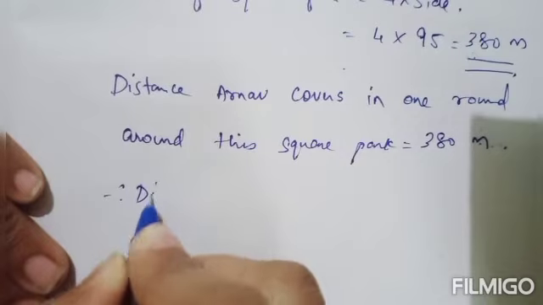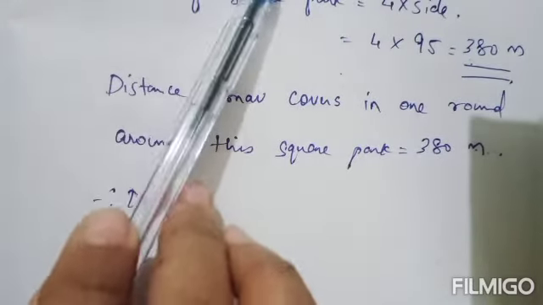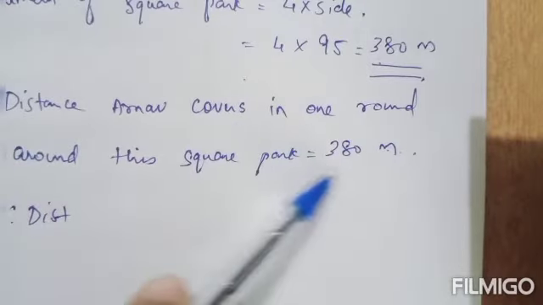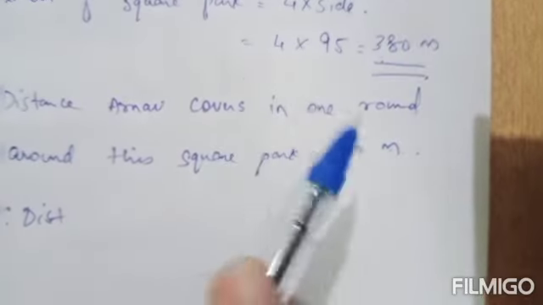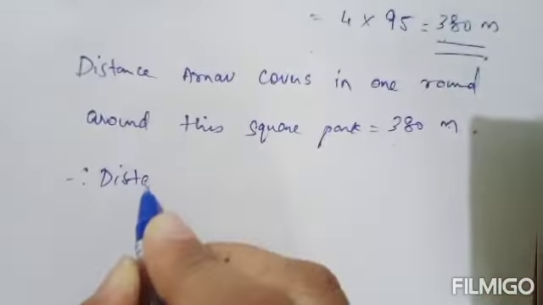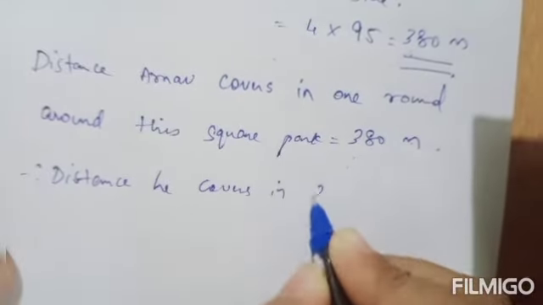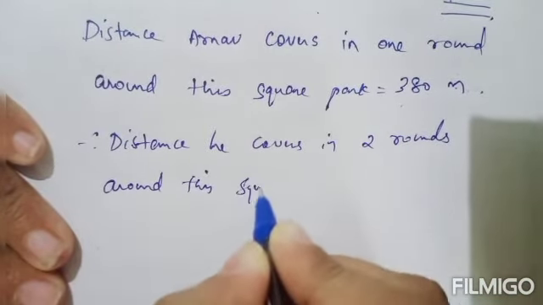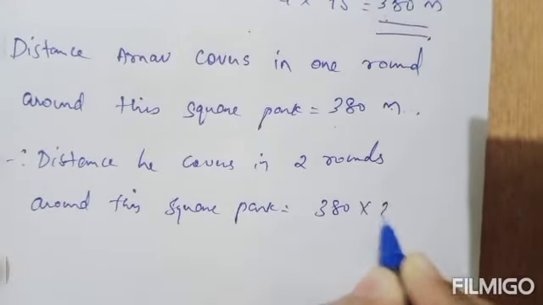Therefore, the distance he covers, he jogs around the square park 2 times. How can you find? In 1 round he will cover 380 meter. So in 2 rounds he will cover 380 into 2. So the distance he covers in 2 rounds around this square park will be 380 into 2.